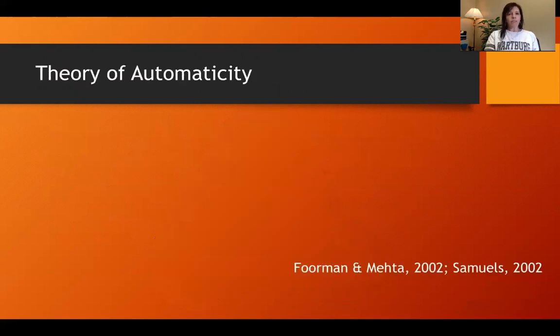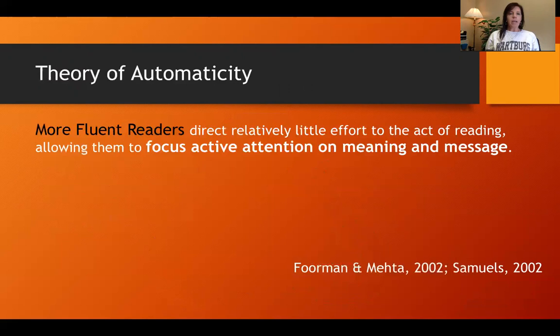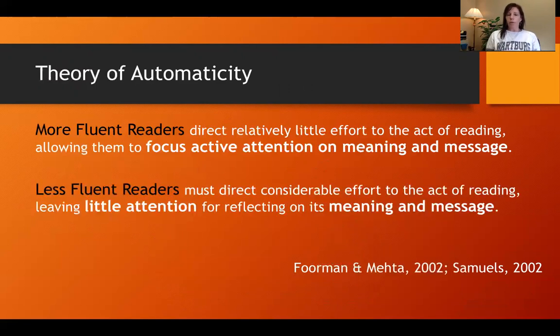The theory of automaticity states that more fluent readers are able to focus their active attention on the meaning and the message versus having to put time and effort into reading individual words. The exact opposite is less fluent readers have to spend the majority of their time and effort in the act of reading, leaving little attention for comprehension.